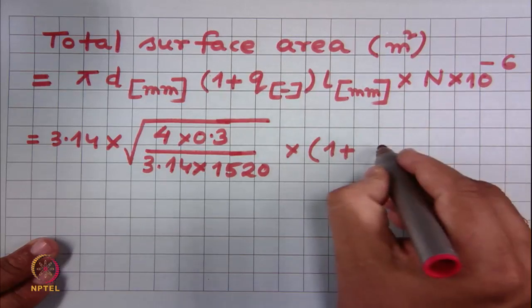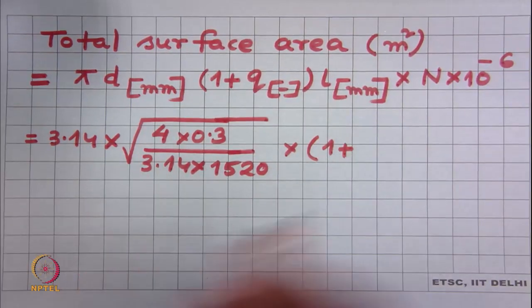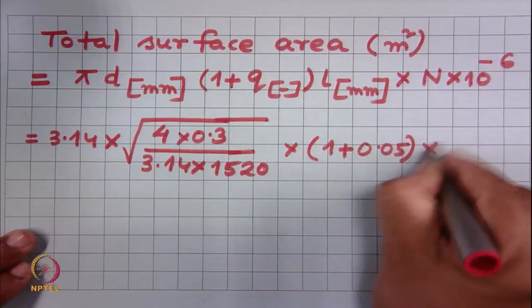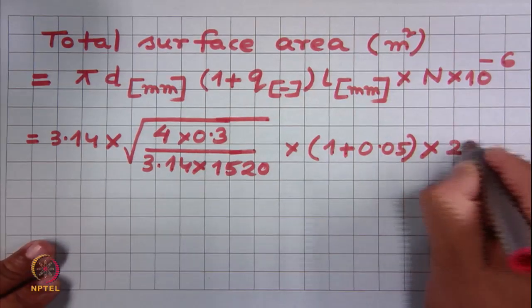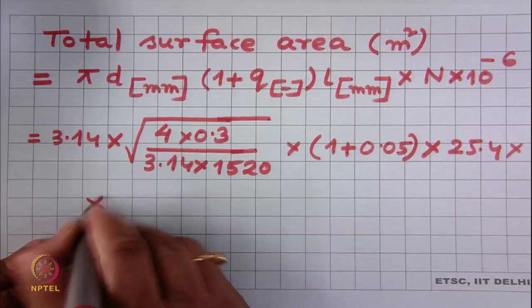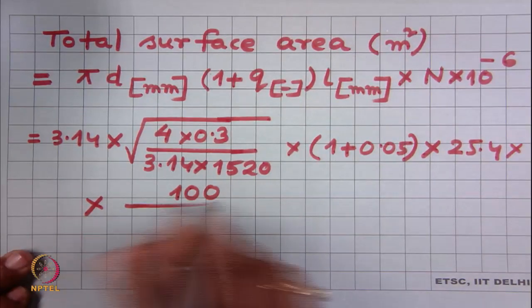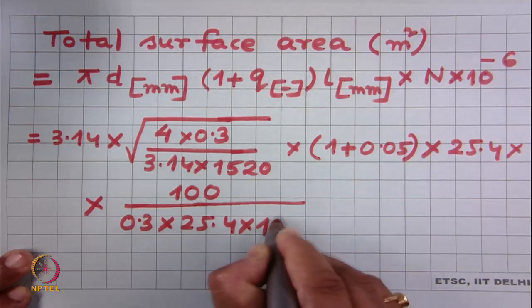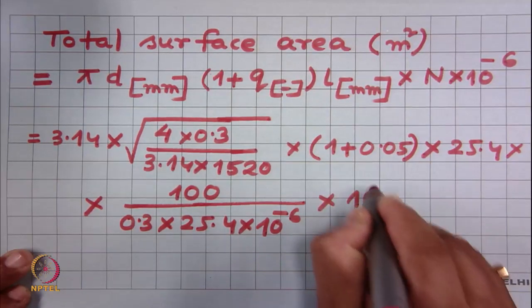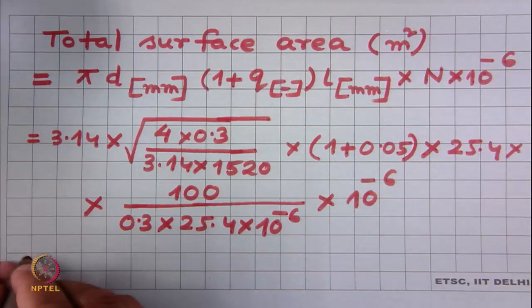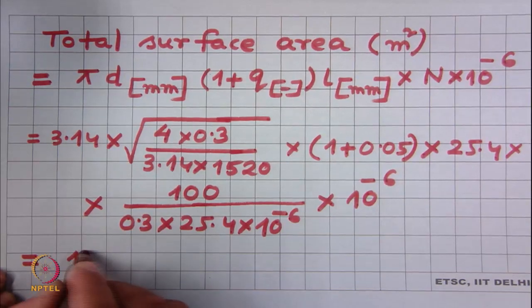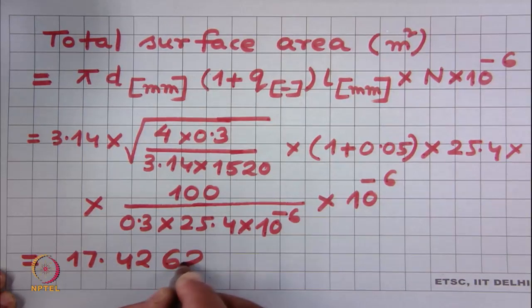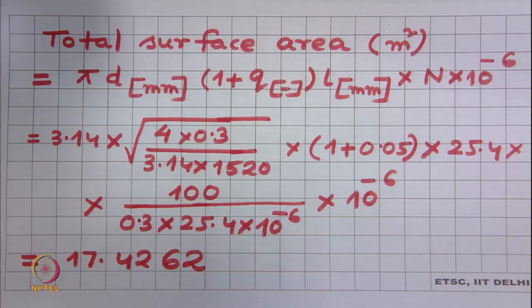What is q? Q is given, 0.05, into L. What is the length of the fiber? 25.4 into the number. We have obtained this, 0.3 into 25.4 into 10 to the power minus 6 into this 10 to the power minus 6. So, if you calculate, you will obtain this value as 17.4262 meter square. So, the total surface area occupied by the fibers in this shirt is 17.4262 meter square.